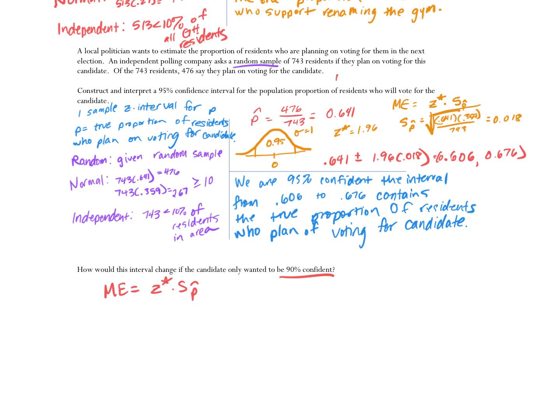So what happens is that z star decreases. And I want to make sure we understand this because people tend to get these backwards. If your level of confidence goes down, your margin of error also goes down, because if you're less confident, it's a narrower interval. Everybody good? Okay, so if z star decreases, that means the margin of error is also going to decrease.